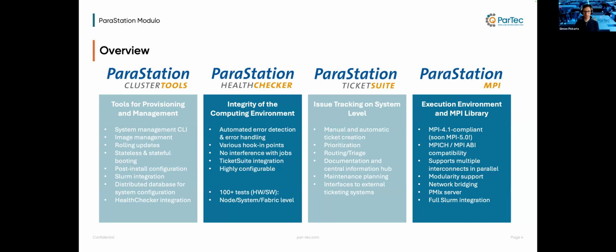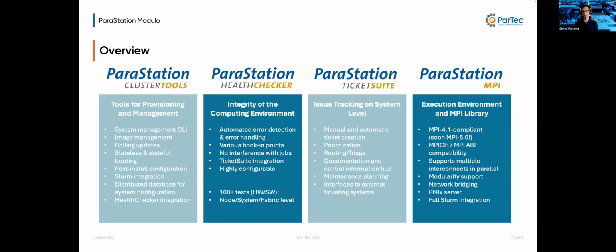We have the ParaStation Health Checker, which enables us to ensure node integrity across the whole system and tightly integrates also with cluster tools. We have the ParaStation Ticket Suite, which is our solution as a central information hub for all parties involved setting up such a system, for routing triage, documenting things, planning maintenance, and so on.